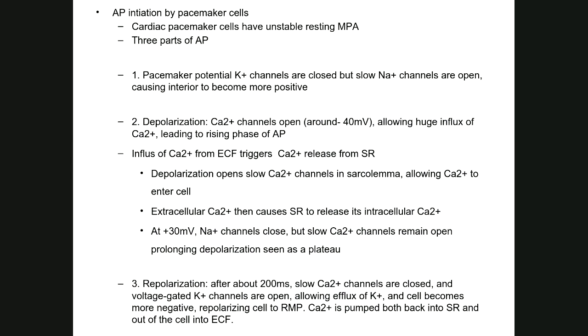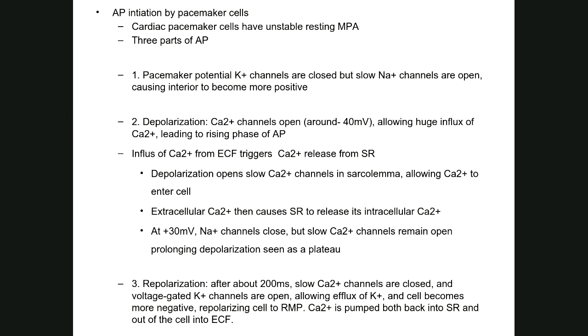And this released calcium increases the action potential to plus 30 millivolts. At plus 30 millivolts, the sodium channels will close, but the slow calcium channels remain open, prolonging the depolarization, as we can see as a plateau.